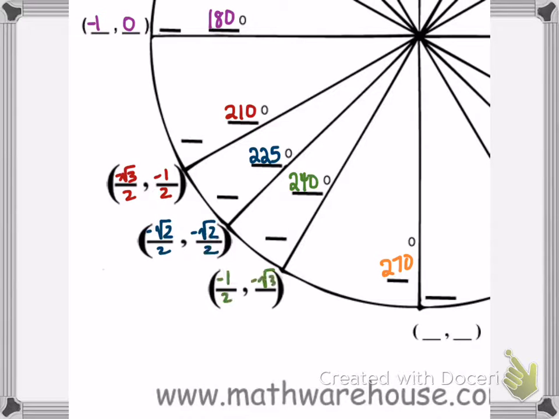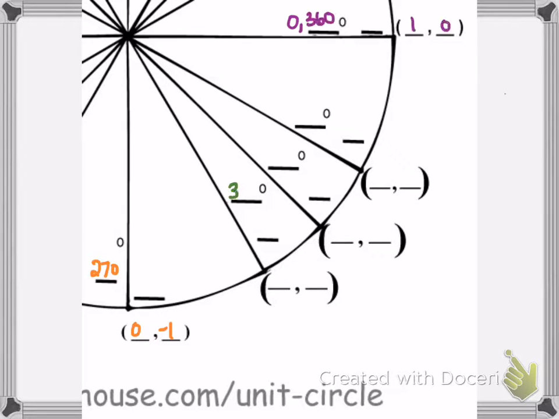So I get negative square root 3 over 2 and negative 1/2 for this 210. I get negative square root 2 over 2 and negative square root 2 over 2 for the 225. And I get negative 1/2 and negative square root 3 over 2 for the 240. Okay? At 270, I just come straight down, so I go 0 left and right, and I just come down 1. Okay? Last but not least, let's label these last few angles here that you have in the fourth quadrant.